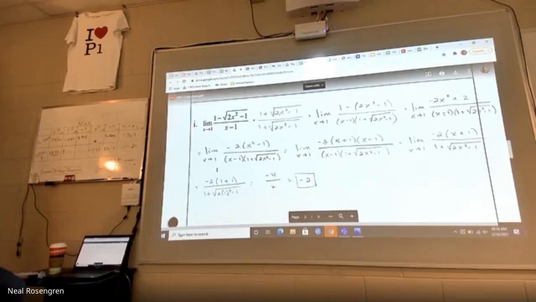Show more steps, show fewer, but definitely show enough so I can follow your process. If you leave too much out, you will not get full credit. So err on the side of more work, not less. But neat and organized and clear and obvious, all good things to strive for in calculus as things get trickier, right, as we go.